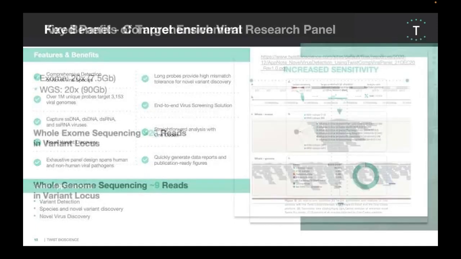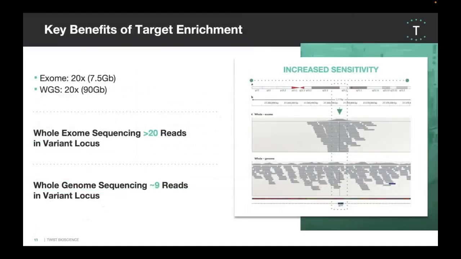To summarize, the key benefit of target enrichment is that instead of using 90 gig of data in whole genome sequencing to see just a few reads on your region of interest, in this case, exon capture, you capture all the exons, but you only need 7.5 gigabases. And then you can see the regions very well. So you will normally get more than 20 reads in the locus, in contrast to 9 reads in a whole genome sequencing example.